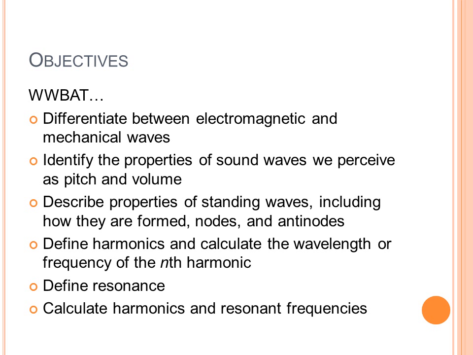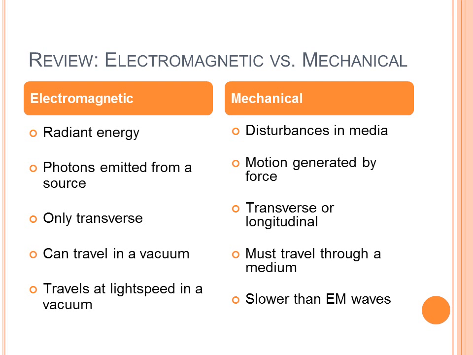Our objectives for today: we're going to review differentiation between electromagnetic and mechanical waves. We'll identify the properties of sound waves. We'll describe the properties of standing waves, which is an important thing for instruments. We'll define harmonics, and we'll do some calculations with that, as well as defining resonance and using harmonics and frequencies to perform more calculations. So first, let's review electromagnetic versus mechanical waves.